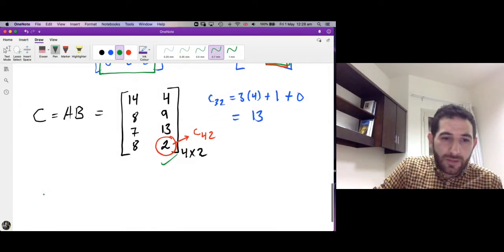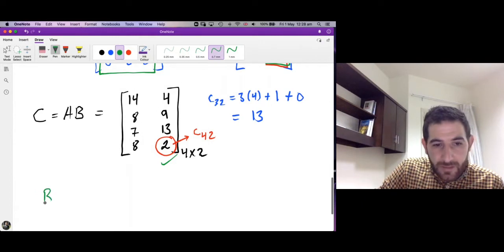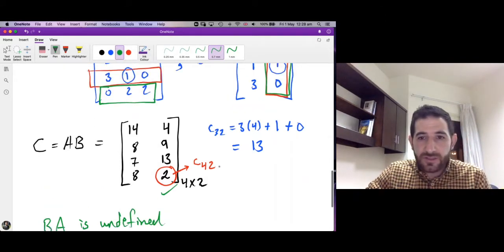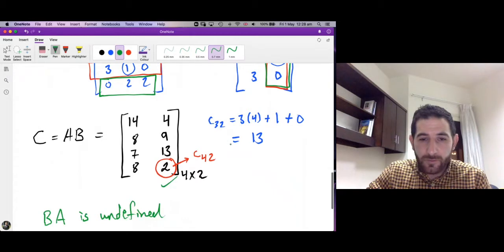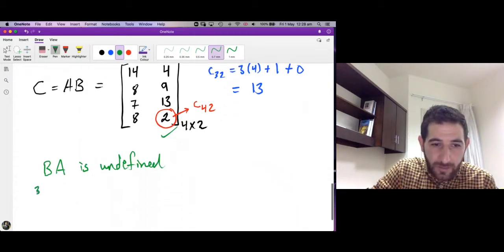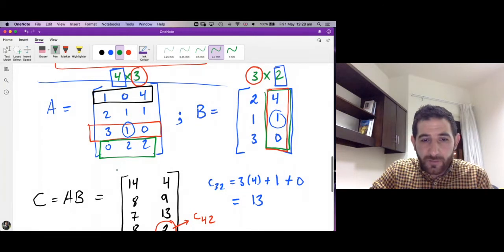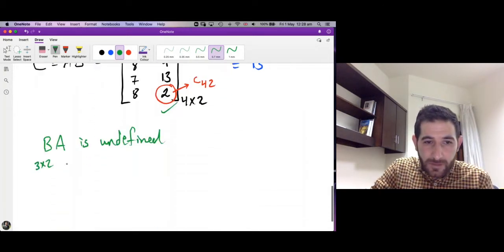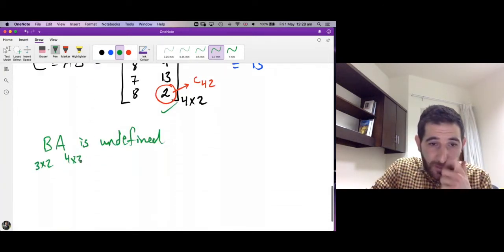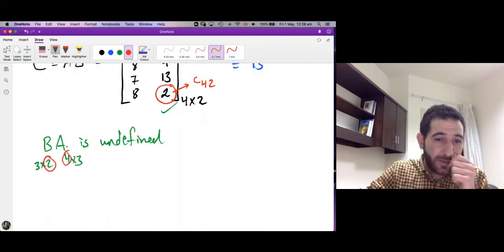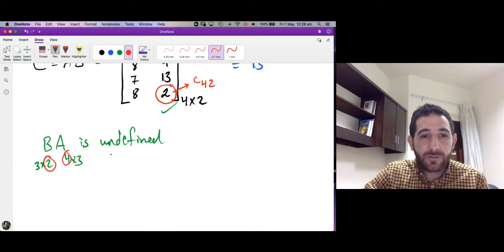Anyway, now note that B times A is undefined. Why is B times A undefined in this example? Because look, what is the dimension of B? It's 3 by 2, right? B has dimension 3 by 2. And what is the dimension of A? It is 4 by 3. A has dimension 4 by 3, and these two numbers are not equal. We need them to be equal in order to define multiplication.